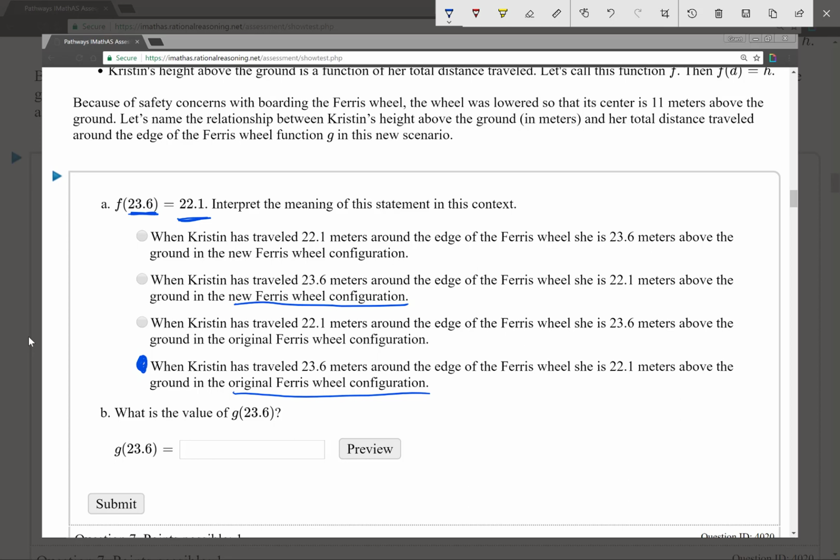Now let's determine the value of g of 23.6. And g of 23.6 represents Kristen's height above the ground when she's traveled 23.6 meters around the edge, but in the new Ferris wheel configuration. And in the new configuration, she will always be 4 meters below where she was in the original configuration. So if she's traveled 23.6 meters around the edge, she should be 22.1 meters minus 4 meters.